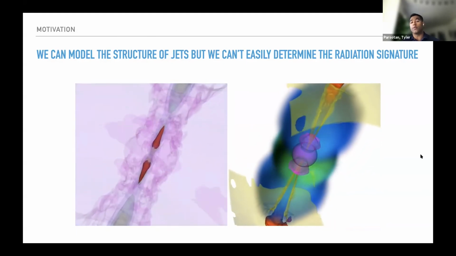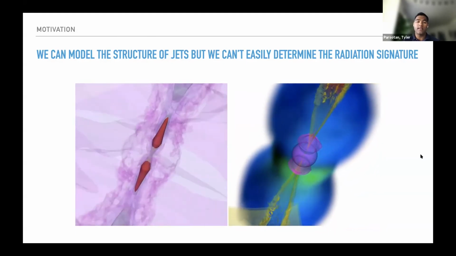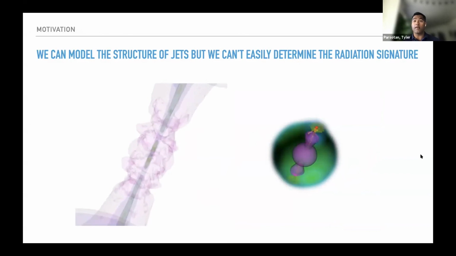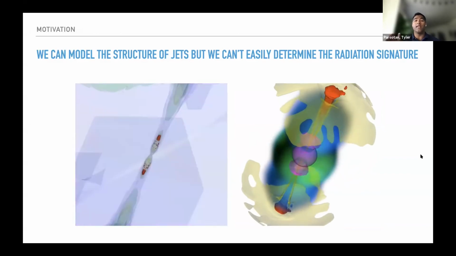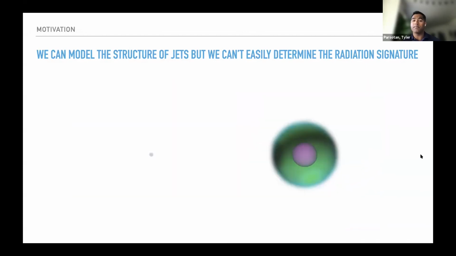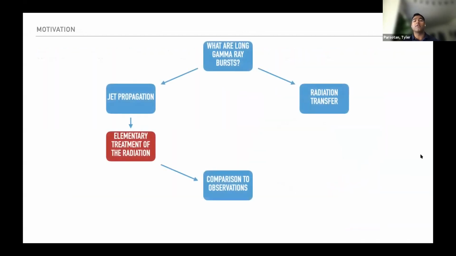In order to get some idea as to what the radiation is doing, a very typical assumption is that the radiation and the matter in the jet are perfectly coupled up until some radius, the photospheric radius, at which that coupling immediately drops to zero. So you get this unphysical treatment of the radiation, but it allows you to go from your hydrodynamic simulation to something that you can compare to observations, which is of course what we always want to do.